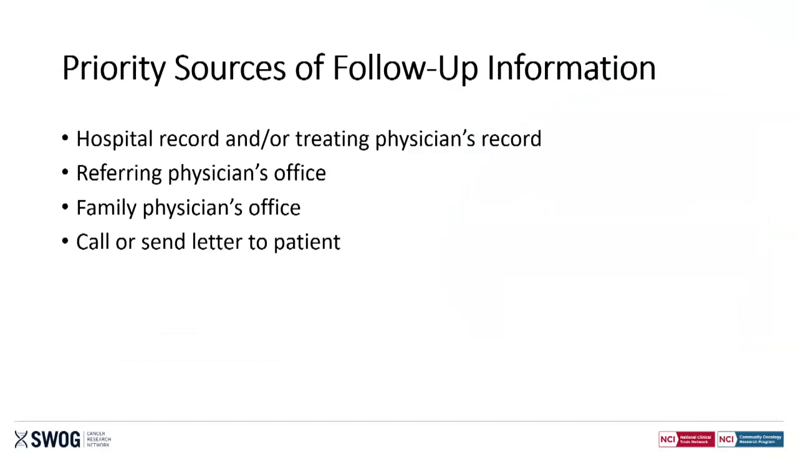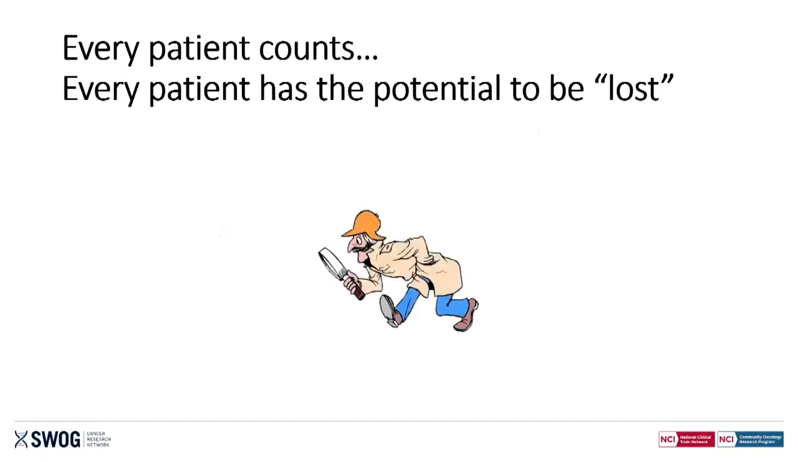Places to look for data: the hospital record, treating physician record. It could be their family practice office. It could be that there are letters or notes from other family members or in their chart. It's really important to understand that every patient counts, but they all have the potential to be lost. Life happens, and the patients themselves aren't lost.